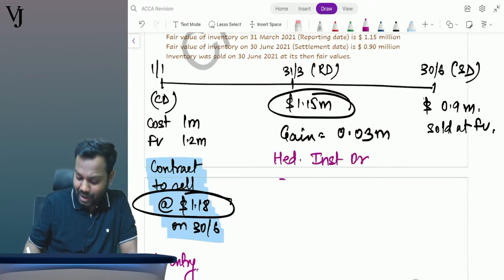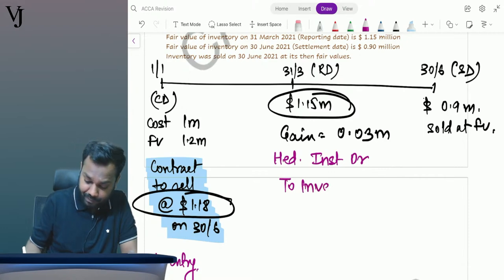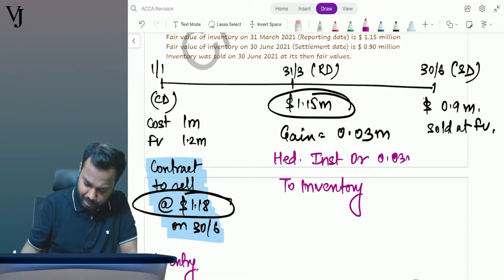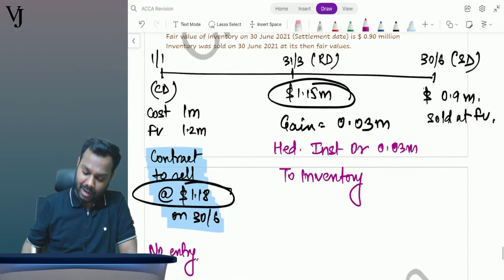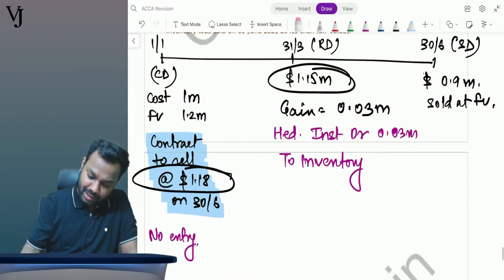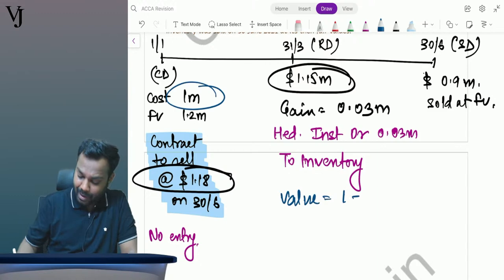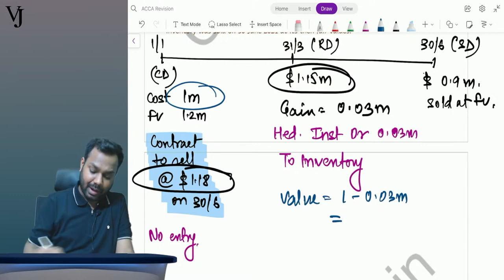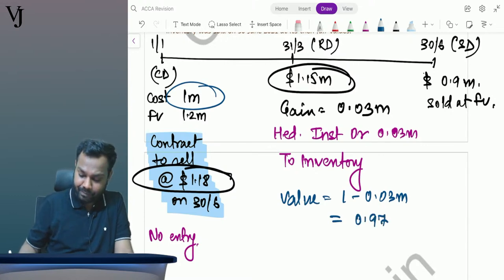Account debit and hedge item is inventory, 0.03 million. Okay. Now tell me what is the value of inventory? It used to be 1 million minus 0.03 million. So what is the value now? 1 minus 0.03 is 0.97 million.